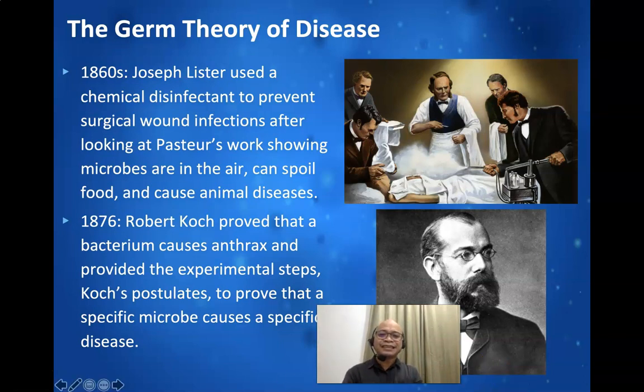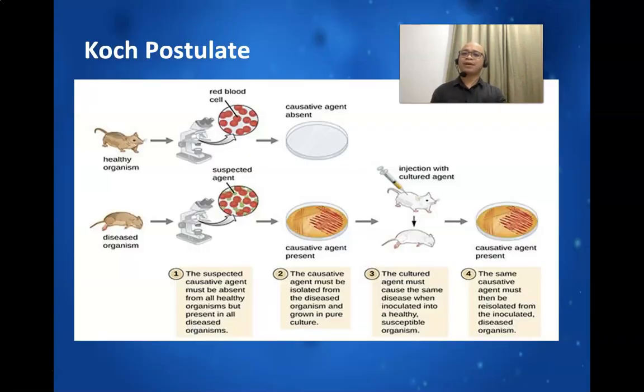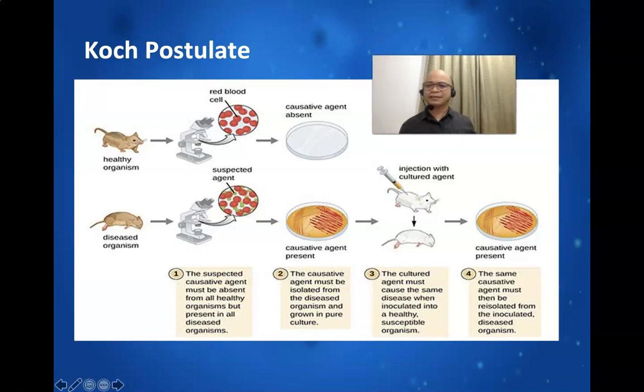Now, there was another contemporary of Louis Pasteur. He was a German, and his name was Robert Koch. Robert Koch proved that a bacterium, Bacillus anthracis, causes anthrax, and provided experimental steps known as Koch's postulates to prove that a specific microbe can cause a specific disease. So how do we place Koch's postulates in a model?